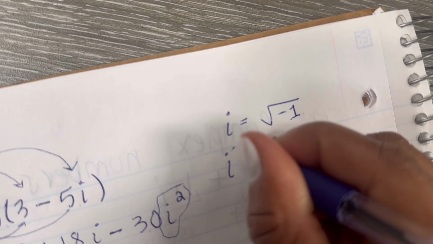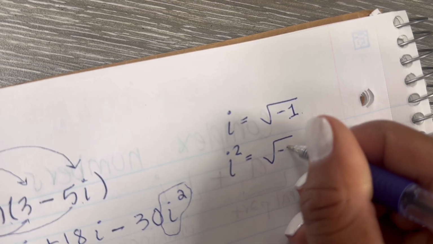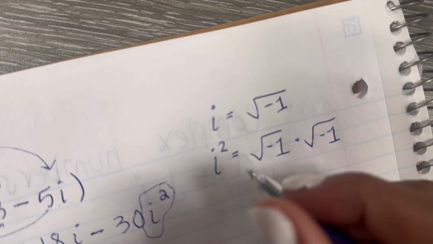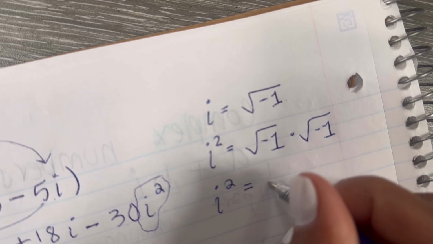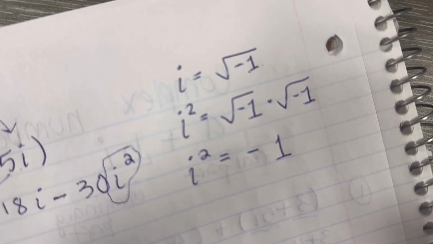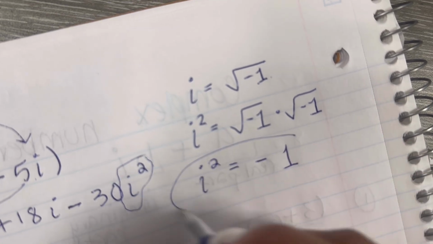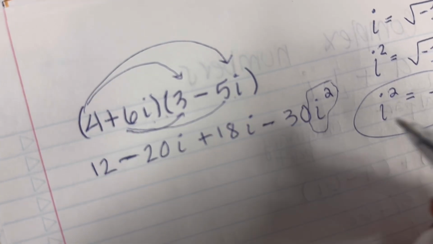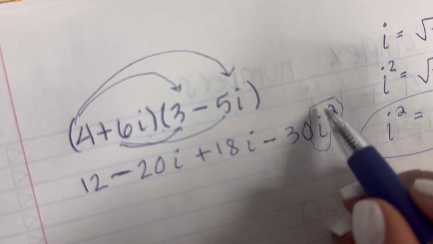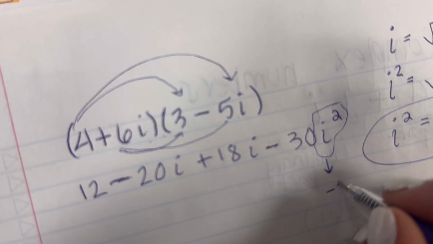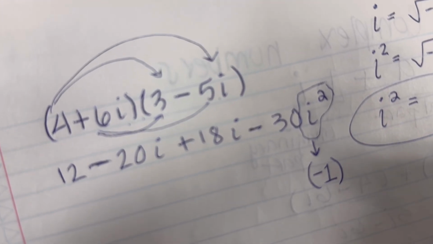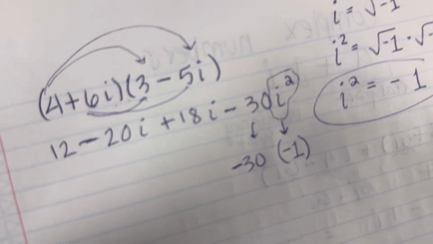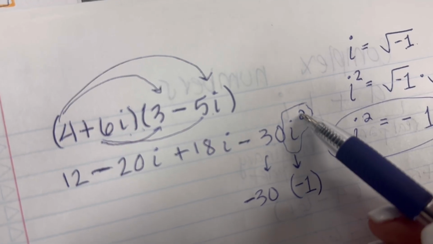So if you were to square i, it will look like radical negative 1 times radical negative 1. Oddly, i squared simplifies to negative 1. It's a very interesting concept. On every problem, make sure you circle i squared, drop an arrow, and a parentheses negative 1. So you're rewriting i squared as negative 1. You're substituting i squared with negative 1.